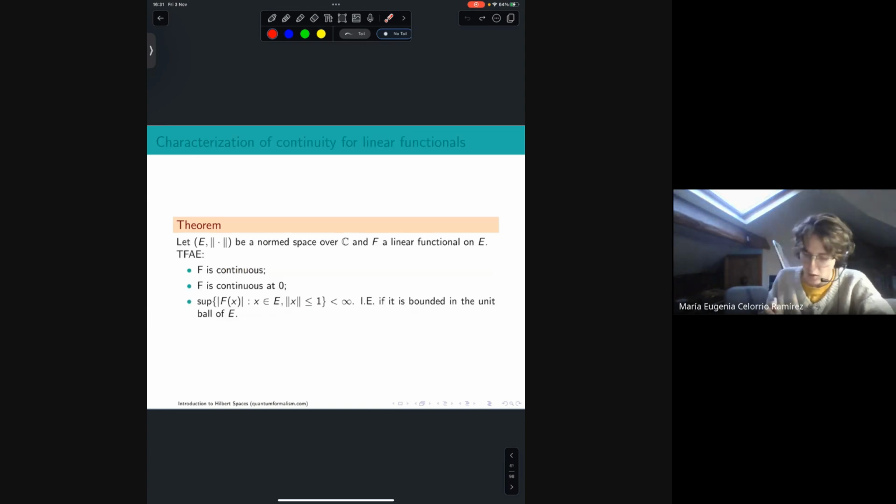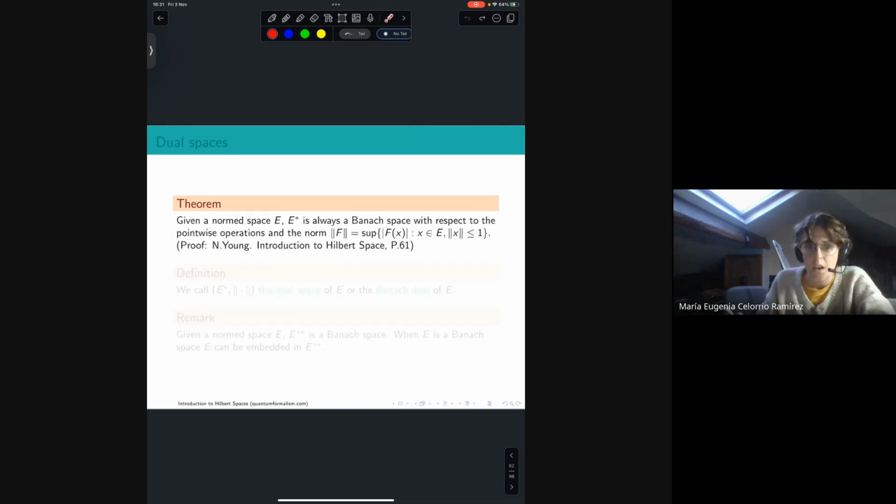I'm going to come back for a second. If we remember, we said that when a functional is continuous, this supremum is less than infinity. So we are not doing anything weird. With the norm defined like this, and the normal pointwise operations, the dual is always a Banach space. Again, the proof is given in the introduction to Hilbert space on page 61. And E star with that norm is called the dual space of E, or the Banach dual of E.